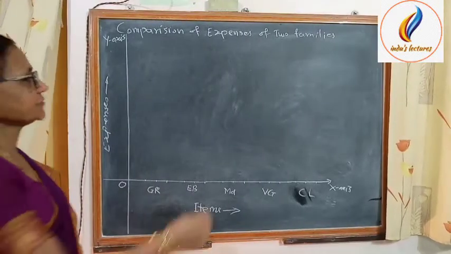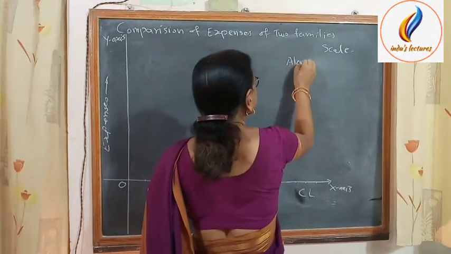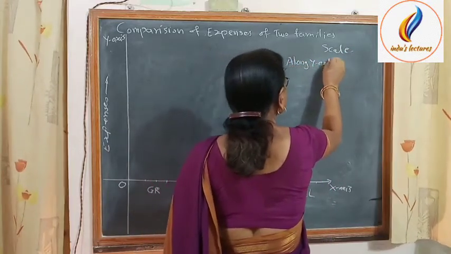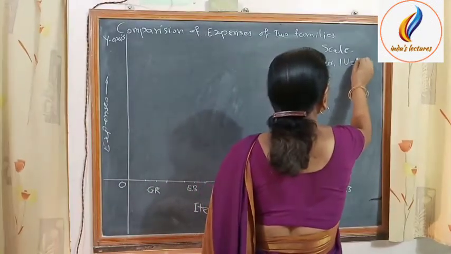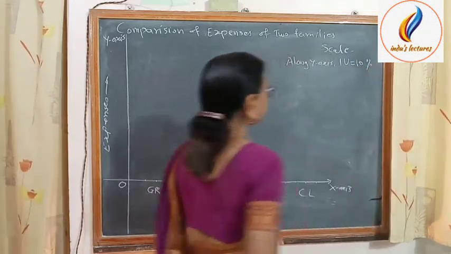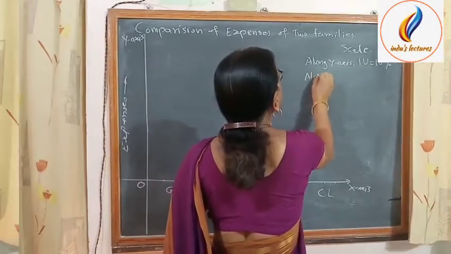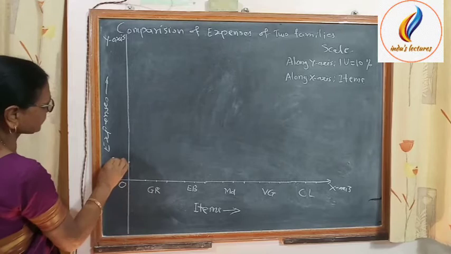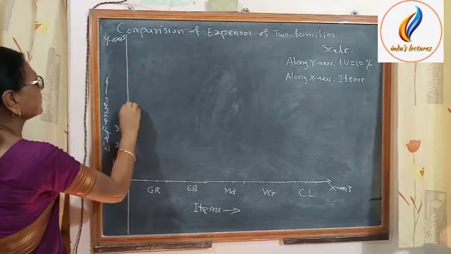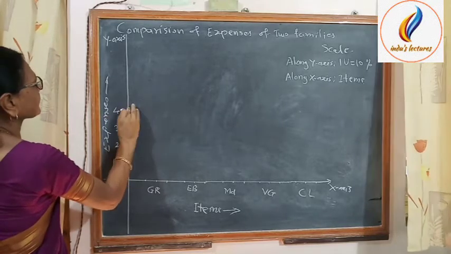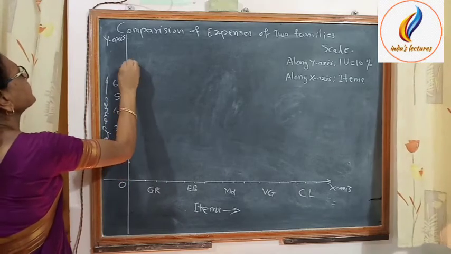Decide the scale. Along the y-axis we will take 1 unit equal to 10%. And along the x-axis we have taken items. Mark the points, saying 1 unit is equal to 10%. So 10, 20, 30, 40, then 50, 60, 70.